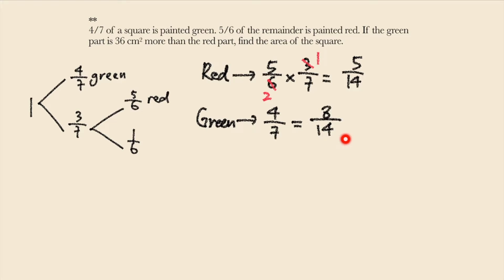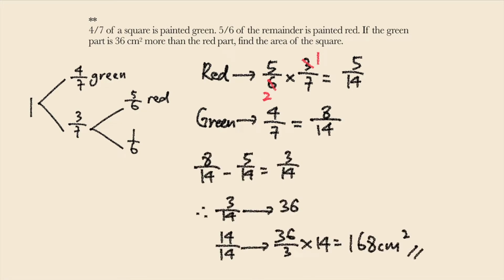Now let's compare the units, which is 3 units. The difference is 3 units. And that 3 units would represent 36 actual square centimeters, which means the area of the square is 14 units. So 14 units would be 168.